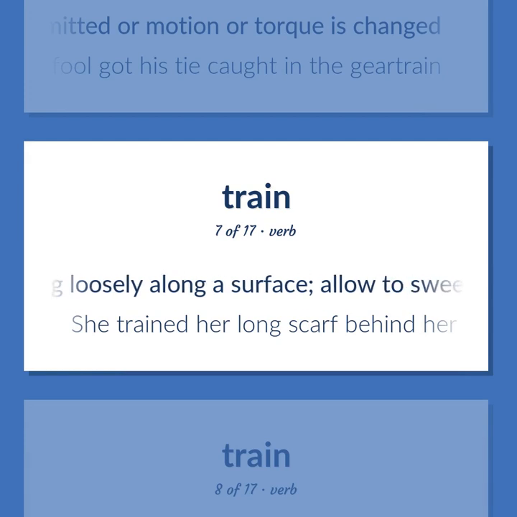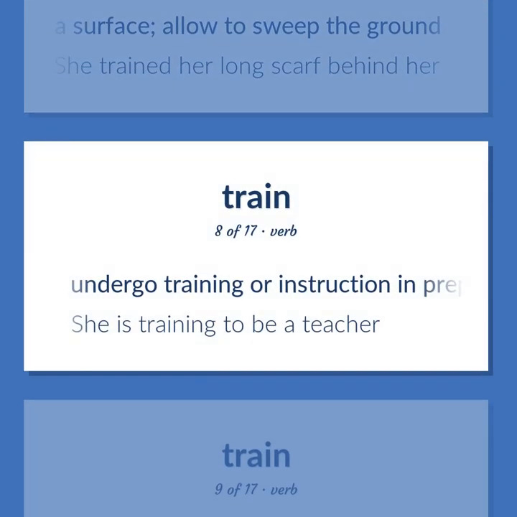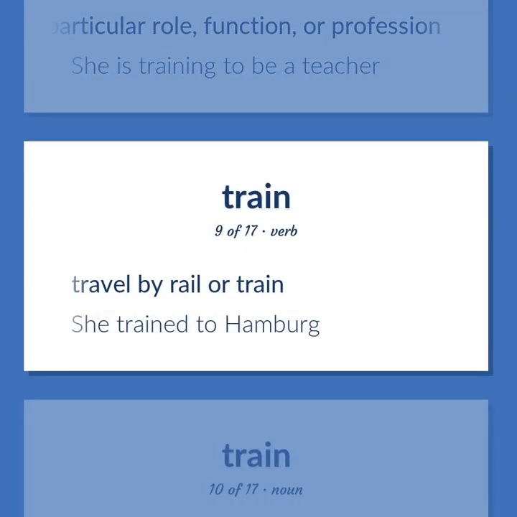Drag loosely along a surface. Allow to sweep the ground. She trained her long scarf behind her. Undergo training or instruction in preparation for a particular role, function, or profession. She is training to be a teacher. Travel by rail or train. She trained to Hamburg.